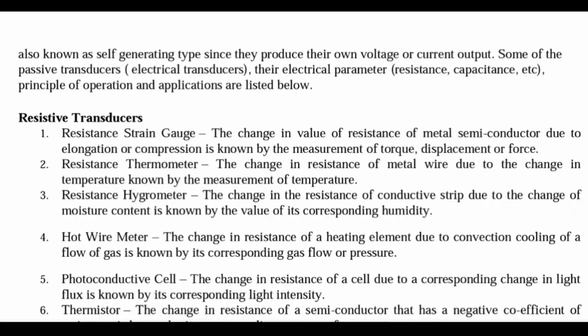Some of the passive transducers are electrical transducers. Their electrical parameters, resistance, capacitance, etc., will be varied according to the input. Nowadays we mostly use passive transducers. A resistive transducer is a passive transducer. Examples of resistive transducers are the resistance strain gauge, resistance thermometer, resistance hygrometer, hot wire meter, and thermistor. All these come under resistive transducers, which are passive transducers. They require an external source.